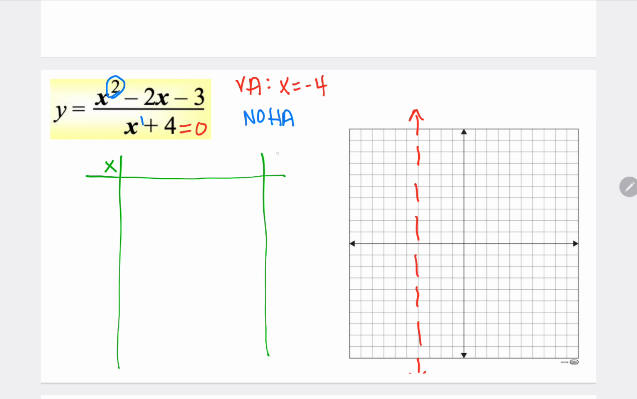I'm going to divide my graph into two sections because my vertical asymptote is at -4. I'm going to pick a couple points to the left of -4 and a couple points to the right of -4 to kind of figure out what this graph is doing. So I'm going to start by plugging in -5, -6, and -7 to the left. And to the right, I'll start with, again, 3 points, but if that's not enough to see what it's doing, I'll go ahead and add in some more.